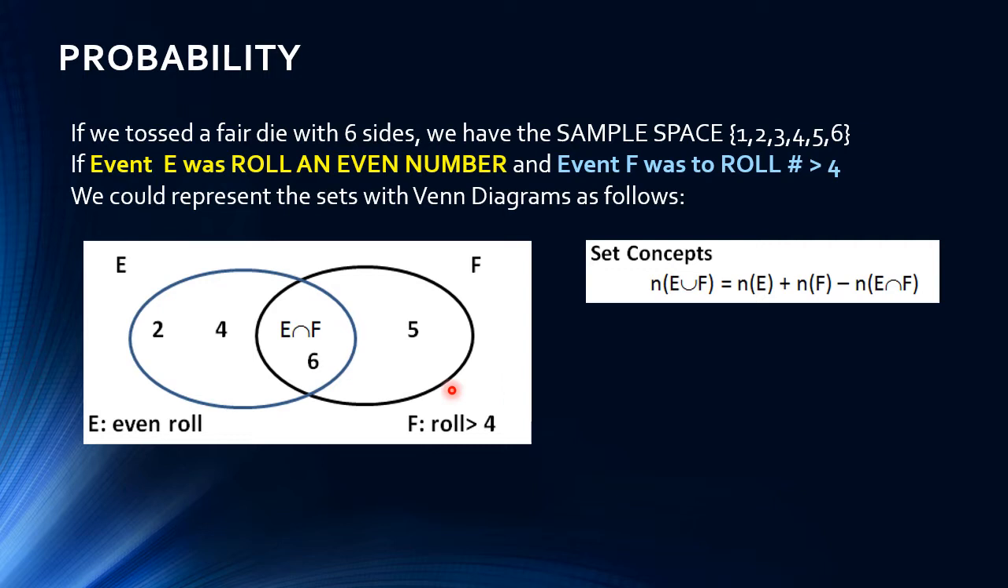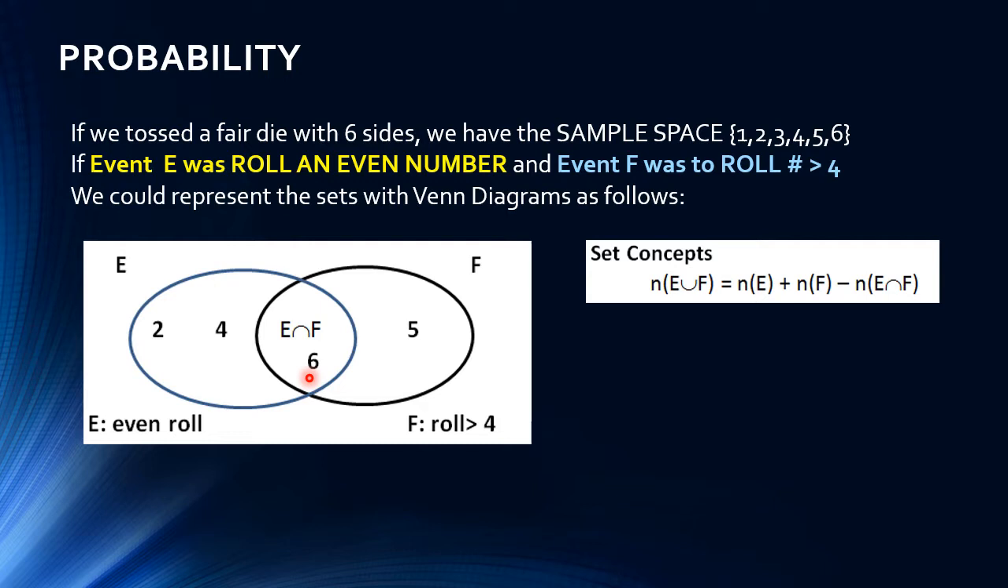What's interesting is that in set concepts, if we want to count the number of outcomes in E or F, this is the number in E, which is 3, plus the number in F, which is 2, minus the number in both, which is 1. Why do we do that? Because if we don't, we're going to double count the 6, even though it's included in both. That's what we're avoiding here: double counting any members that are in the intersection.